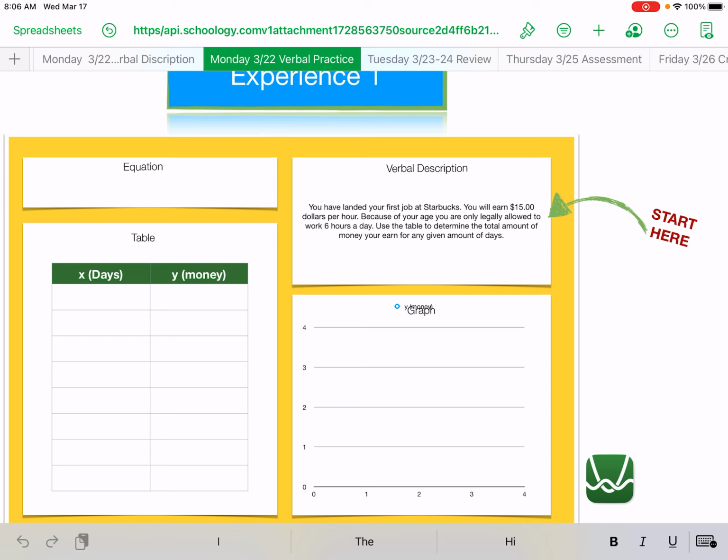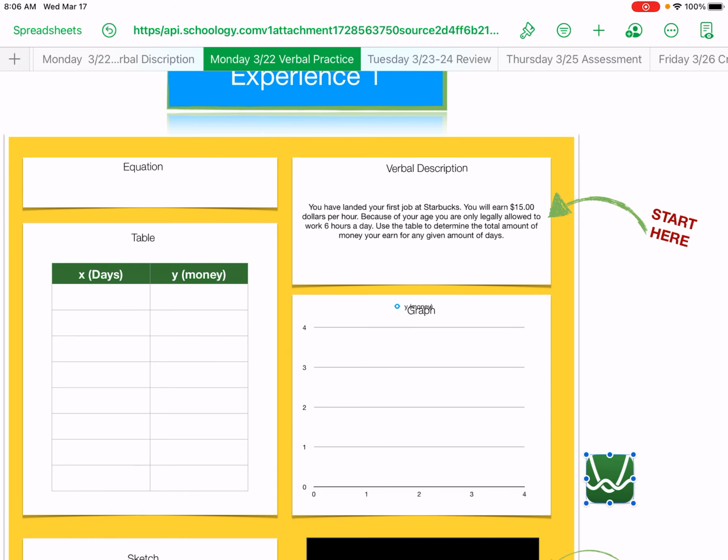If you do not have that, there is a picture of it right here. It's green, and you can upload that. There are 3 more problems after this. I'm going to do problem 1 with you.